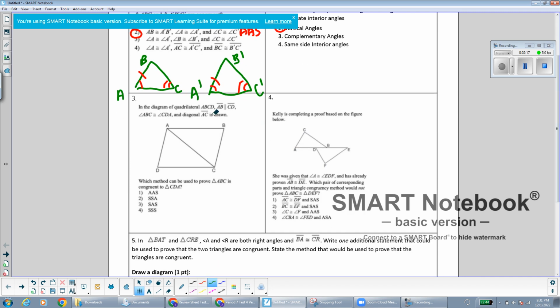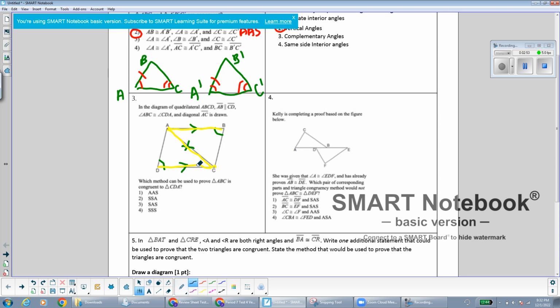We are told that AB is parallel to CD, that angle ABC is congruent to angle CDA, and that we have diagonal AC. And it's asking which method can prove the triangles congruent. Well, I see the shared side. So far I have an A and I have an S. I need more information. I do have parallel lines, so I'm going to highlight those parallel lines. And anytime I have parallel lines, I'm going to think parallel lines cut by a transversal. And I do see a transversal that intersects.